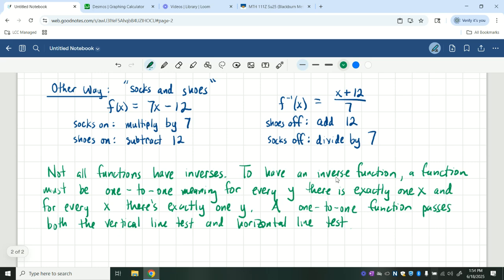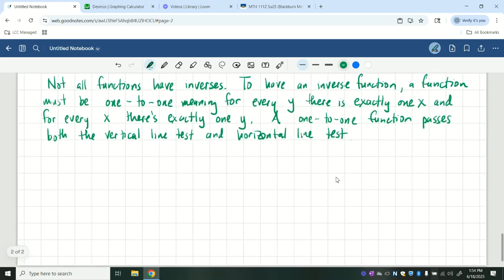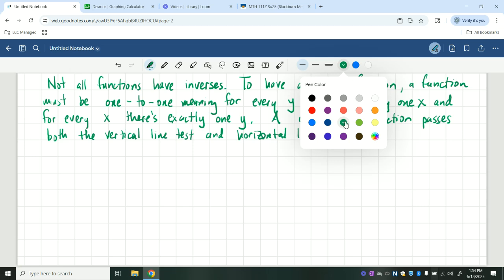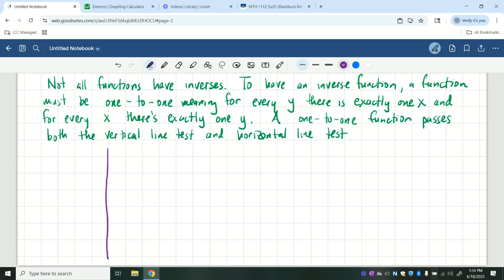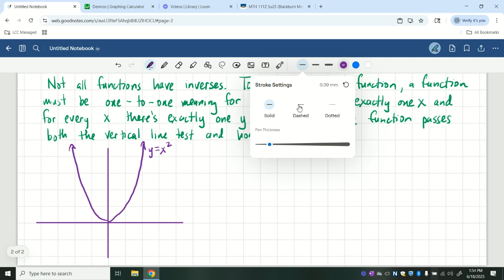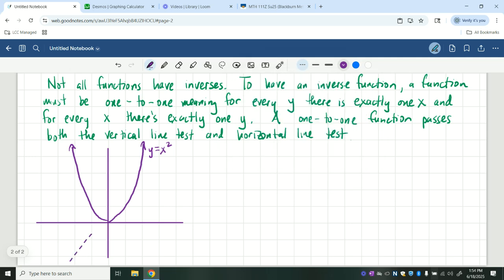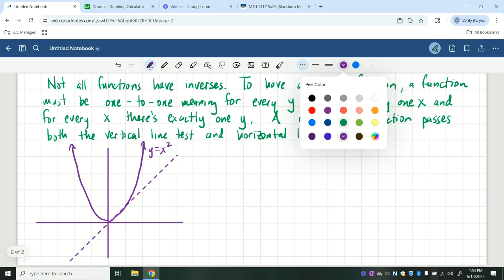Okay, so let's look at a quick example. Suppose I just gave you the y equals x squared graph. It is a parabola that looks like this, right? There's y equals x squared. If I try to flip that around the y equals x line, it is not going to be a function anymore, is it? Check it out.